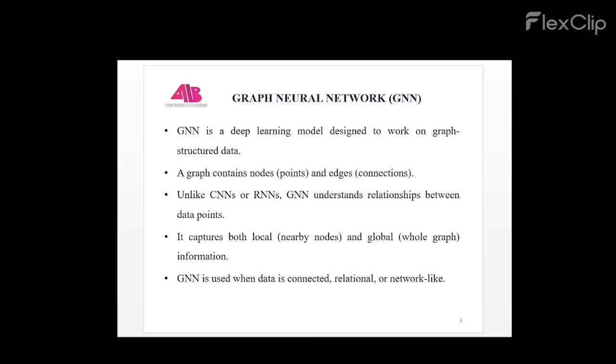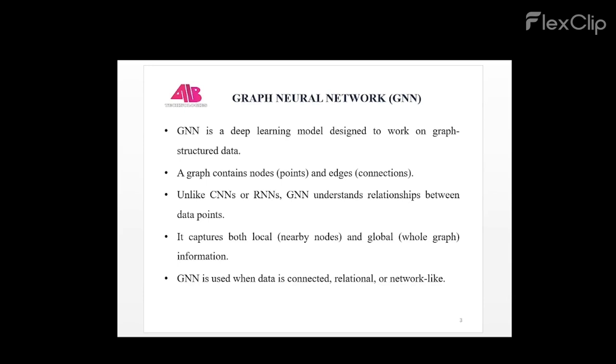Next, let's understand what a graph is. A graph is made up of nodes, which are just points representing things, and edges, which are connections between those points. For example, in a social media network, each person is a node and their friendship is an edge.